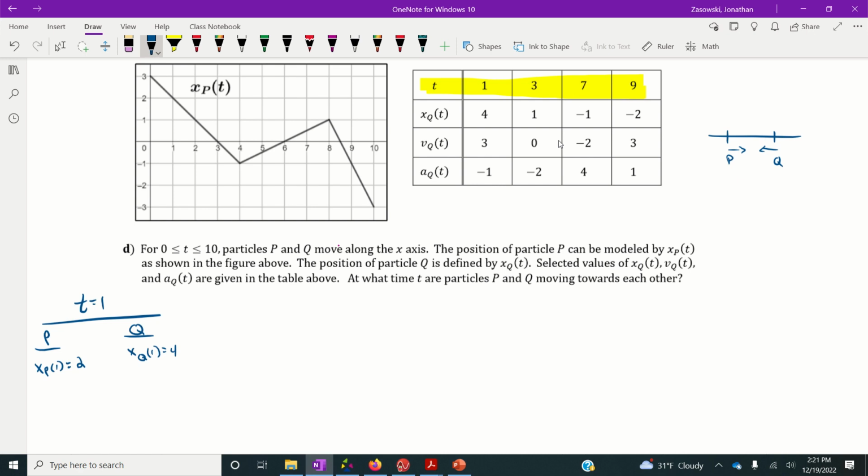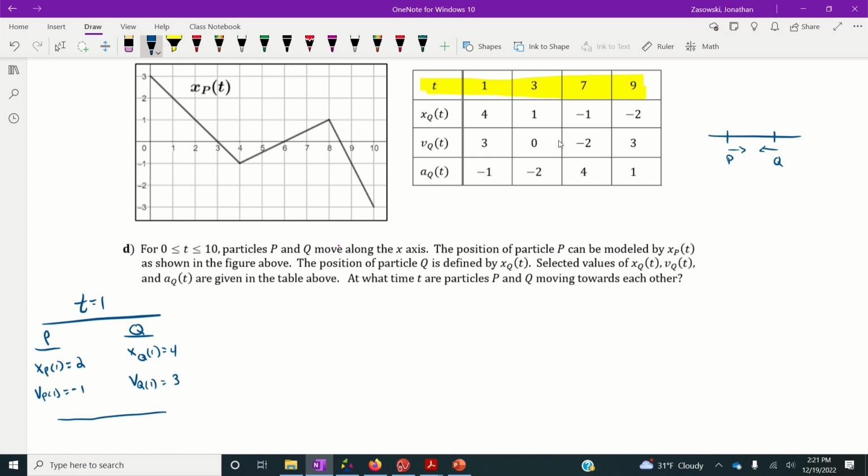All right, and then we want to know the velocity. Now the velocity vp of 1 is just the slope at 1, and here we can see we're going down 1 and over 1, so that's negative 1. And then for vq of 1, you can use our chart and see that this is 3.